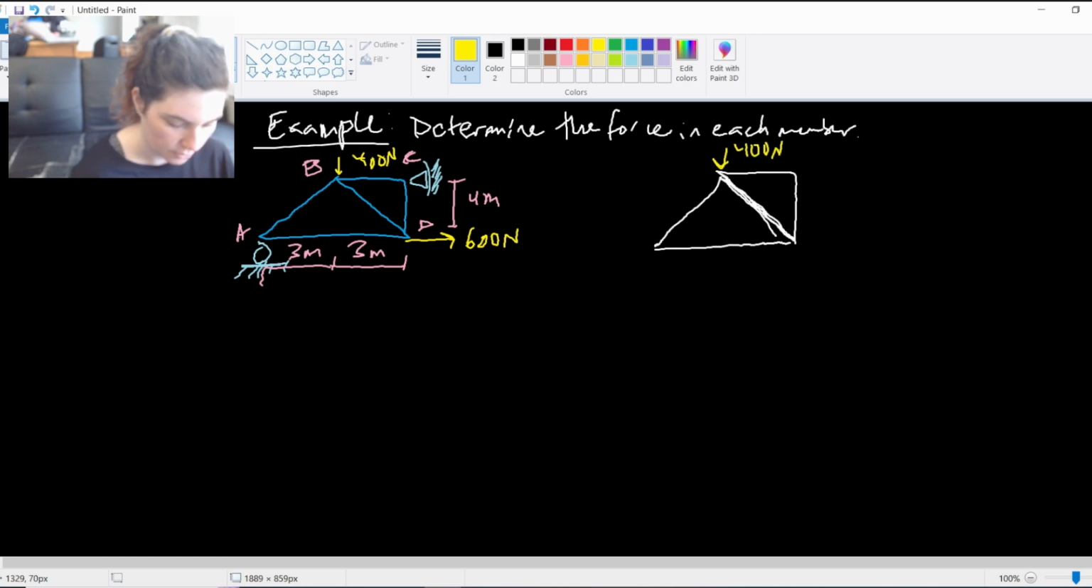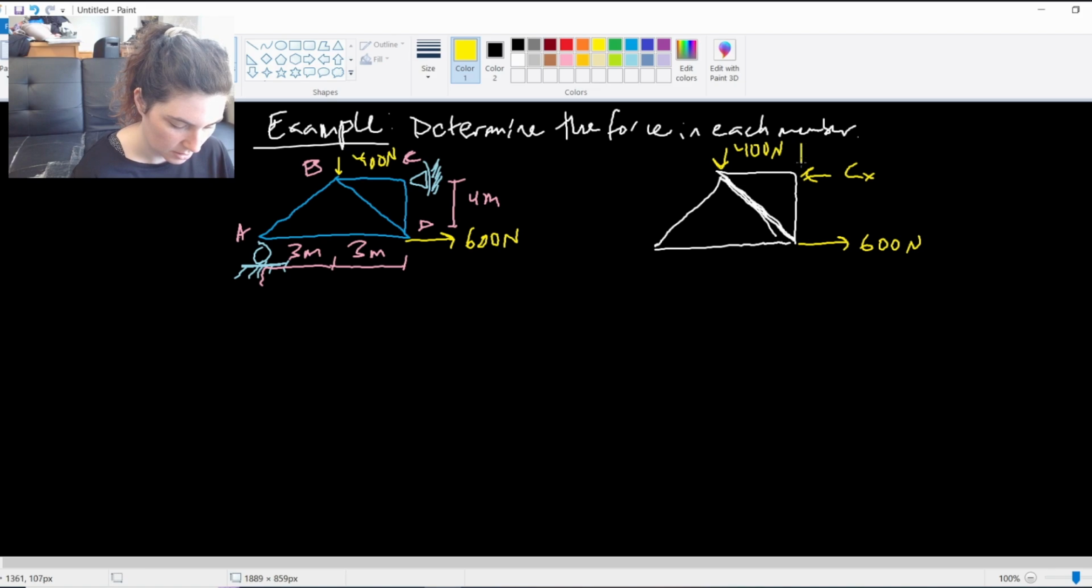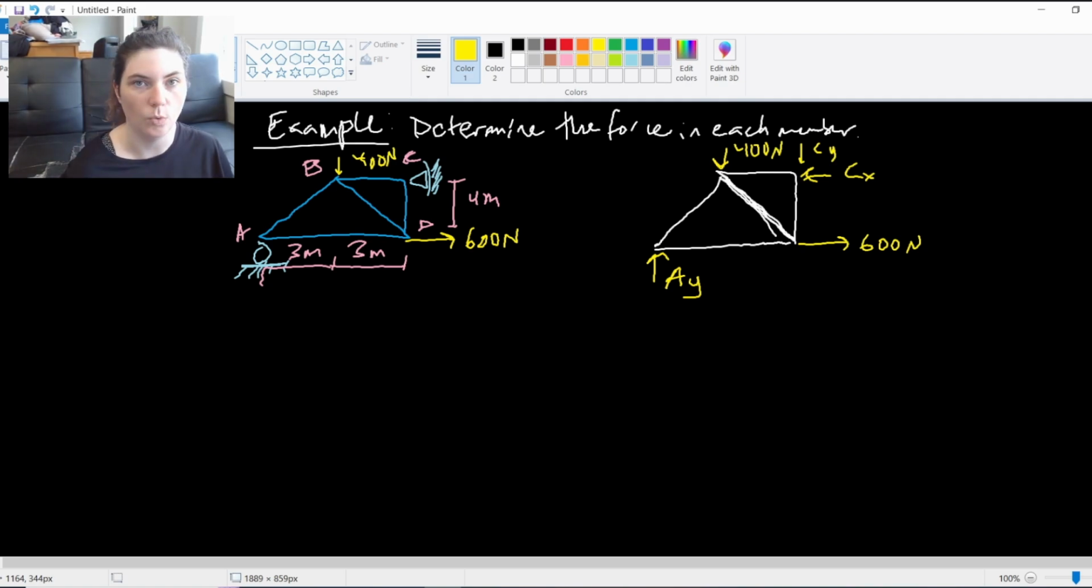So I have 400 Newton and 600 Newton applied forces. And then at my pin, I'm going to have an X and a Y. Right, so here at point C, here's a CX reaction. And here is a CY reaction. And then at point A, I have the roller, so just a Y reaction, AY.